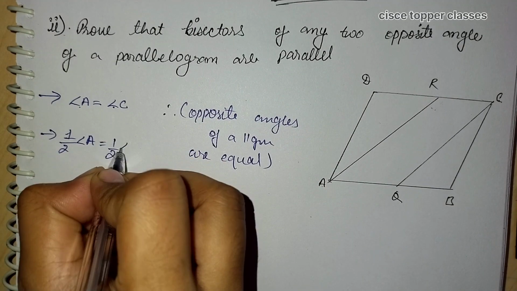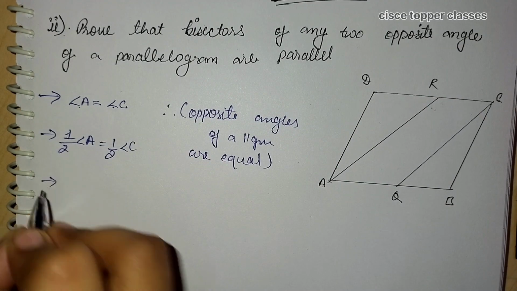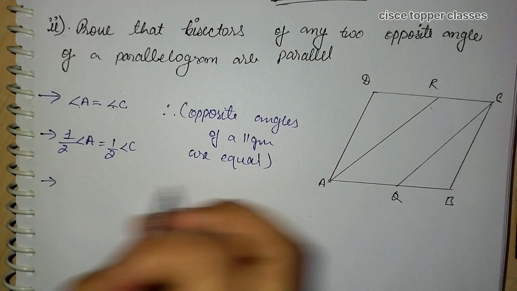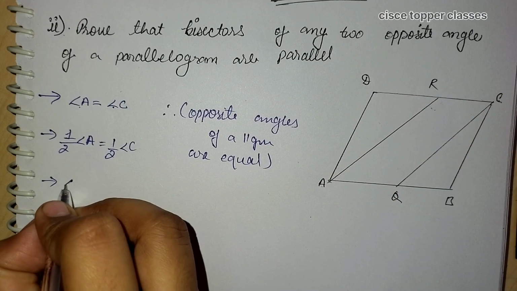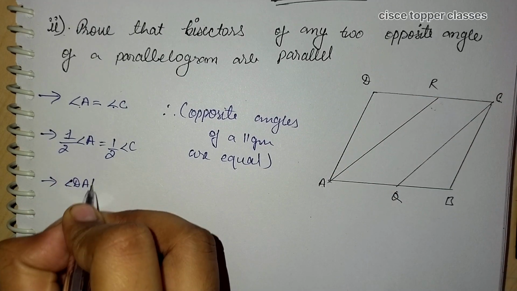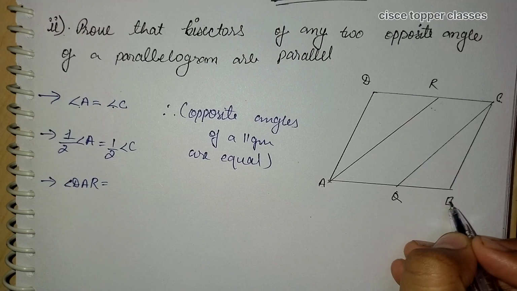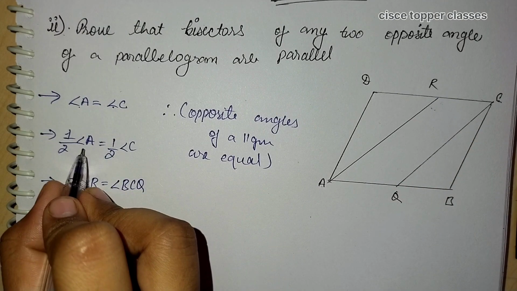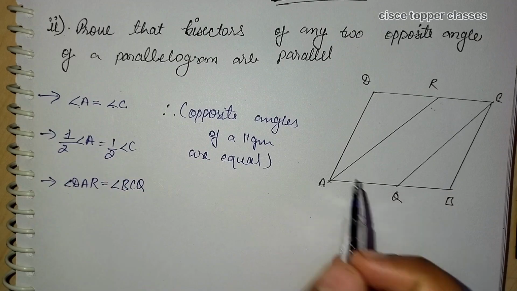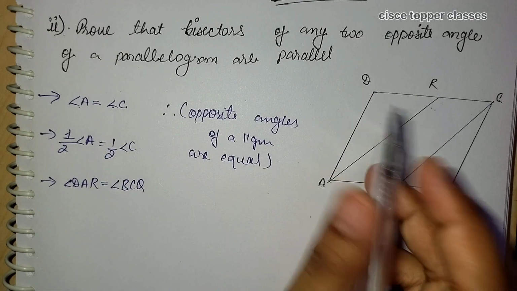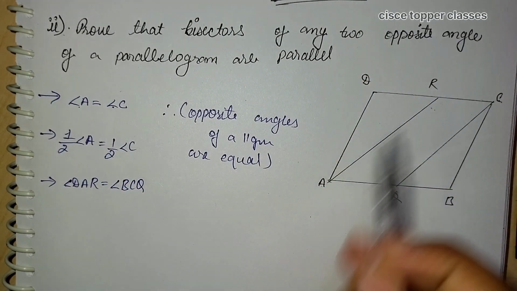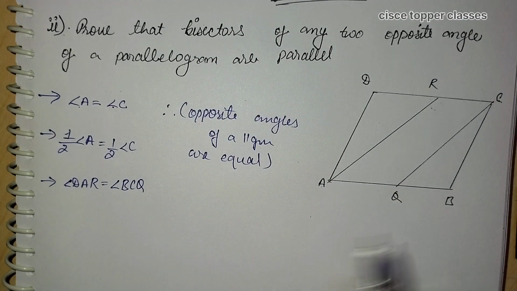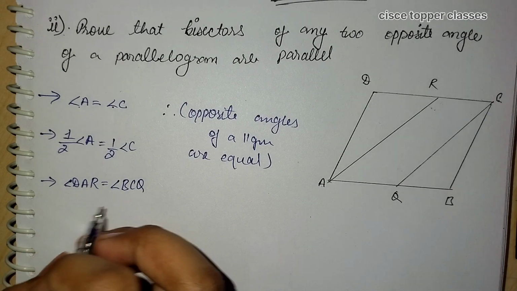So this will be half angle C from here, and simply we can write this half angle as DAR. So from this information angle DAR is equal to angle BCQ, because this is the bisector here. As AR is the bisector, means angle DAR is equal to angle RAQ. Similarly we can write this part.